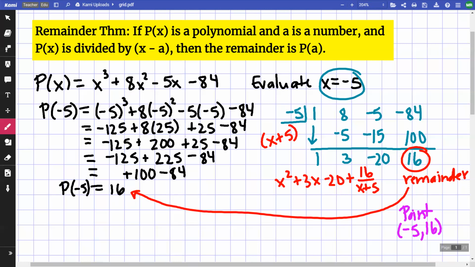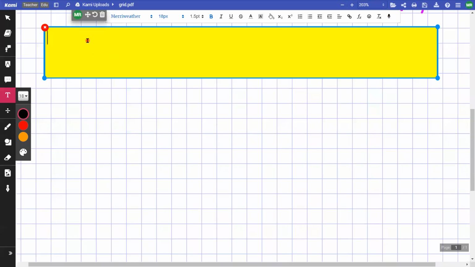Okay, so next situation. So the next theorem I want to talk about is called the factor theorem.